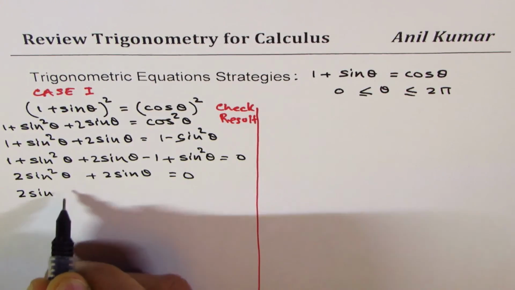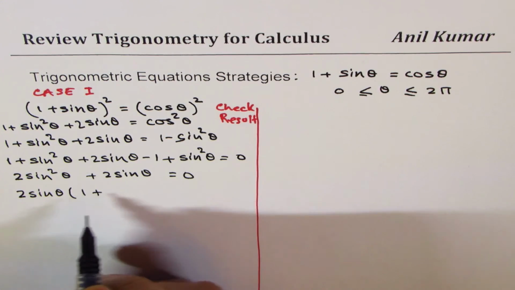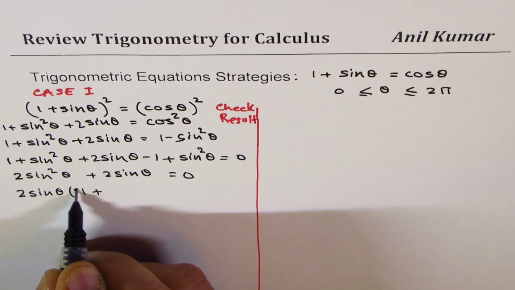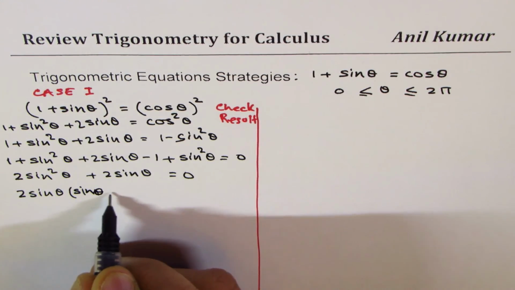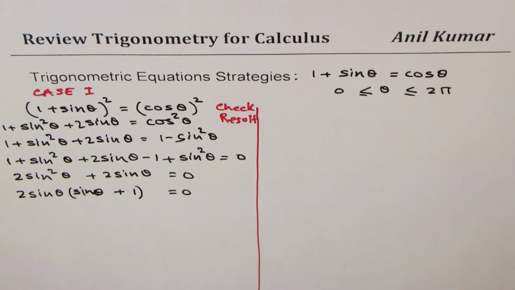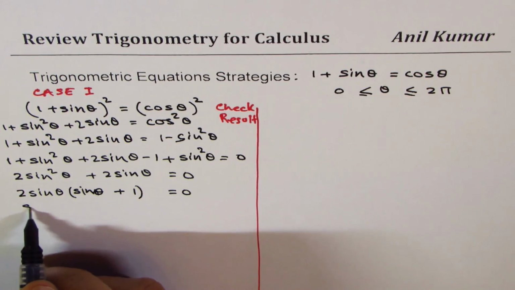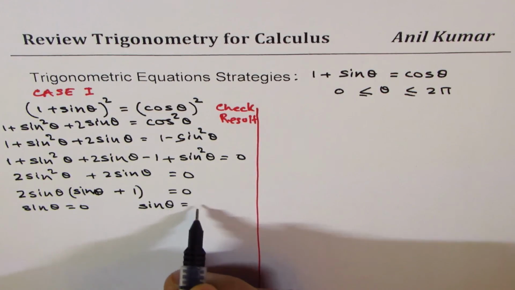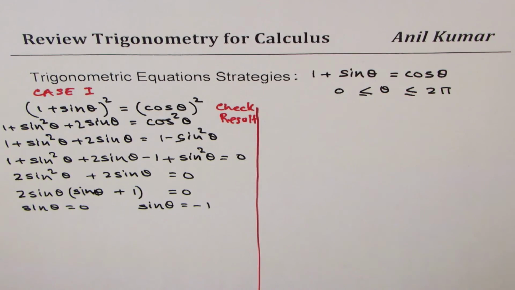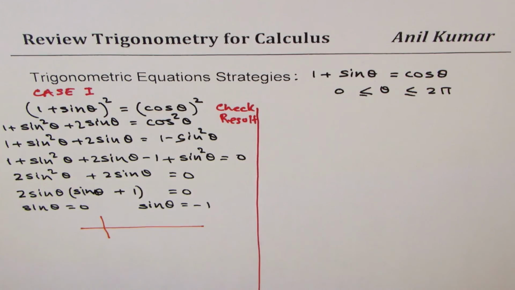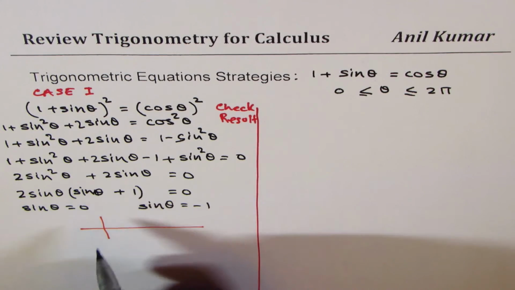2 sine theta is common. We get sine theta plus 1 equals 0. Now for this equation to be true, sine theta could be equal to 0 or sine theta could be equal to minus 1. Whenever we are looking for sine theta solutions, it is good practice to sketch the sine curve and see when it is 0 or minus 1.